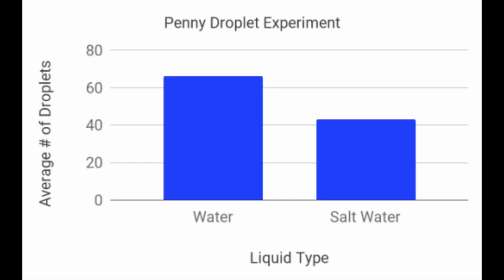After analyzing the results, we're going to create a bar graph to allow other people to easily understand the results. We're going to compare the means of the salt water and the water. So first, to create the bar graph, we have to label the x and y axes. The x-axis, which is the bottom, will be labeled with the independent variable, which is the type of liquid, and the y-axis will be labeled with the dependent variable, which is the number of droplets that will fit on the penny. Then we are going to create the bars for the salt water and the water. The water will go up to 66 because that is the mean of the water, and the salt water will go up to 43.